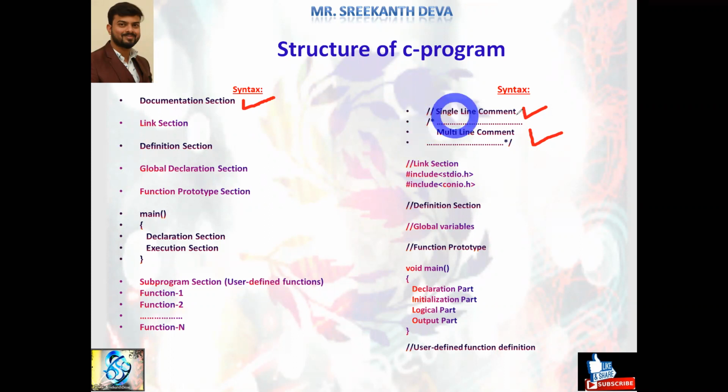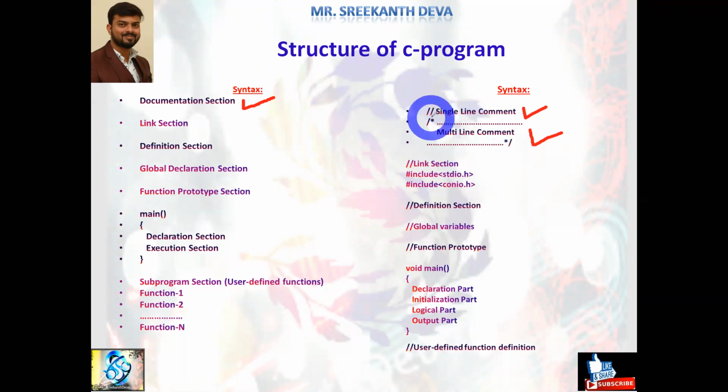Single line comments and multi-line comments help to increase the readability and understandability of the particular program and its logic. Generally in C language, the documentation section consists of comment lines giving the name of the program, and the program logic and functionality can be described in the comment section.